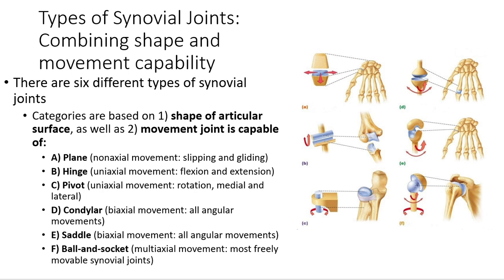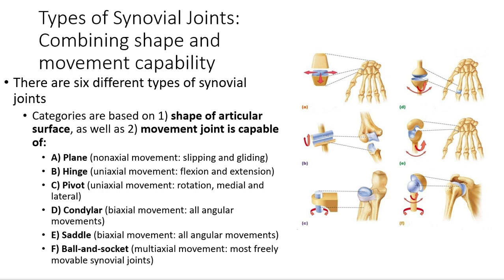Next, we want to look at types of synovial joints by combining shape and their movement capability. And there are 6 different types of synovial joints. Again, what we're combining is the shape of the meeting bone surfaces, called the articular surfaces, and the movement of the joint. What can it do? For example, plane or planar joints only show slipping and gliding. Think of the cube or short bones that have flat surfaces that meet, and they only show slipping and gliding, so that's a planar joint.